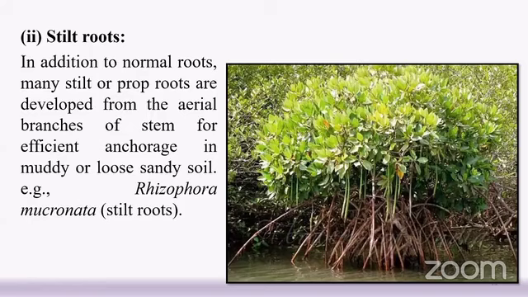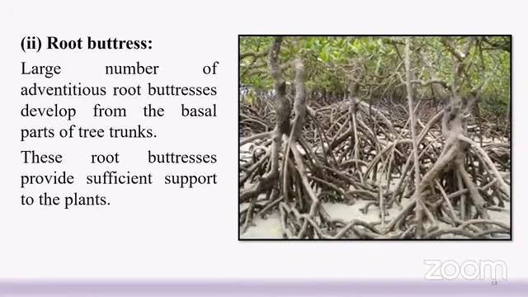Second is the stilt root. In addition to normal roots, many stilt or prop roots develop from the aerial branches of the stem for efficient anchorage in muddy or loose sandy soils, like Rhizophora mucronata. This is the picture of Rhizophora. Third is the root buttress. A large number of adventitious root buttresses develop from the basal part of tree trunks, and these root buttresses provide sufficient support to the plant.